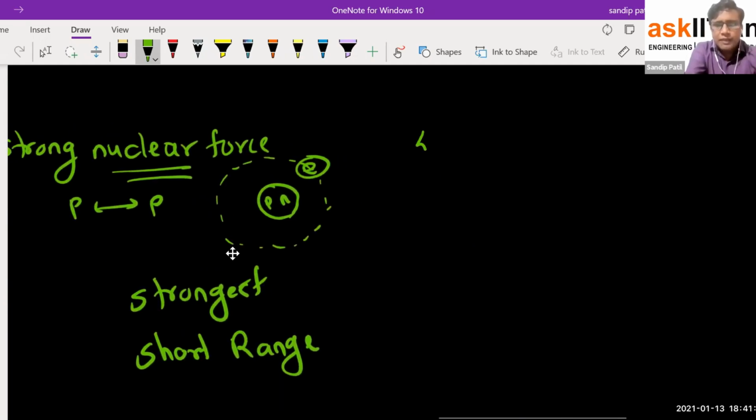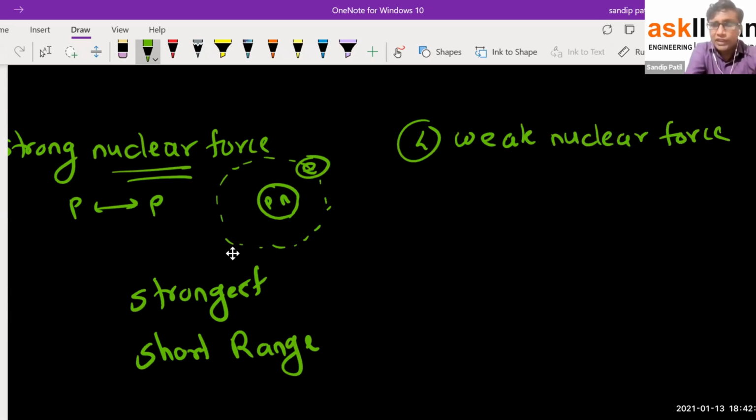Then the next force we have is the weak nuclear force. Similar to strong nuclear force, this is the weak nuclear force. Though the name suggests weak, it is not the weakest force. I already told you the weakest force is the gravitational force. Remember this part when you go into 11th and 12th, preparing for your exam for JEE as well as NEET, because this concept is very important. The theory part I'm talking about: the gravitational force is the weakest force.